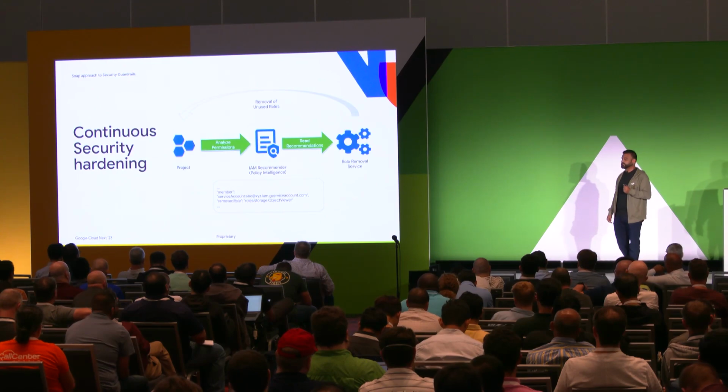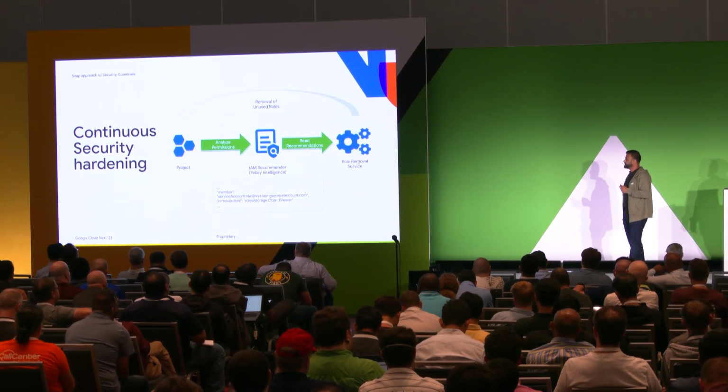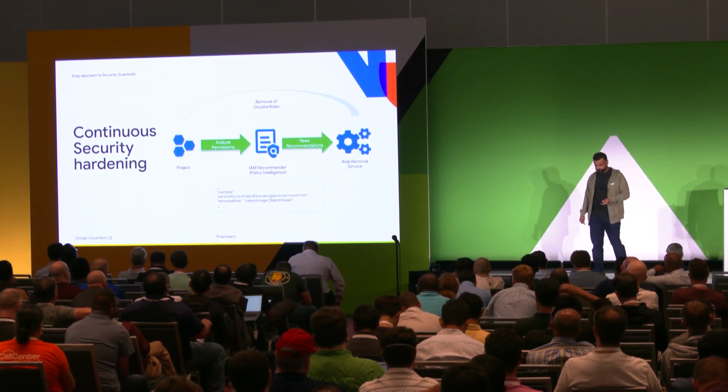In the example here, the recommender service is letting us know that our service account is no longer using their storage object viewer role on the project, and that this policy can safely be revoked. At Snap, we've built an internal role removal service that queries the recommender APIs and automatically removes unnecessary permissions to continuously drive us towards the principle of least privilege.